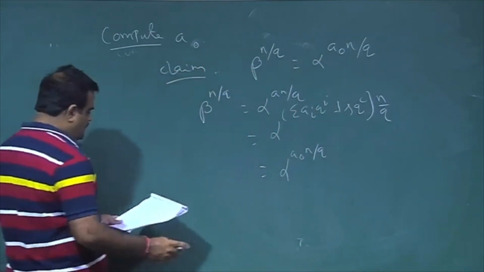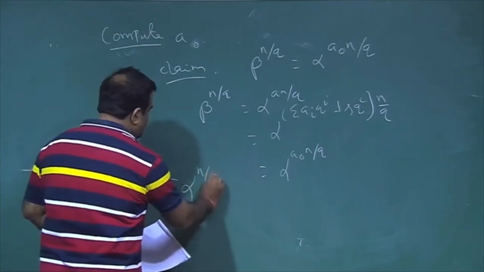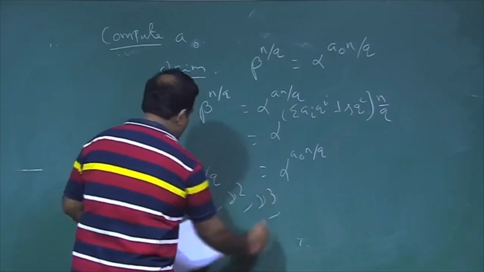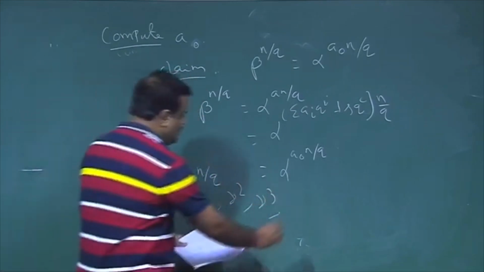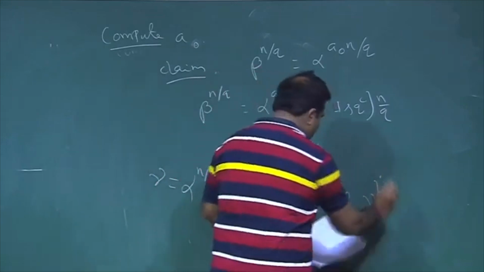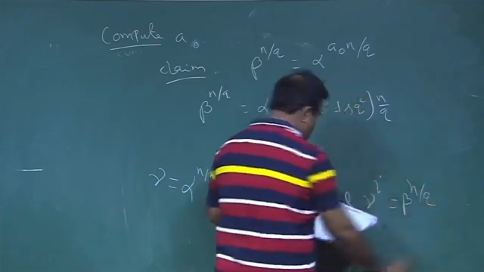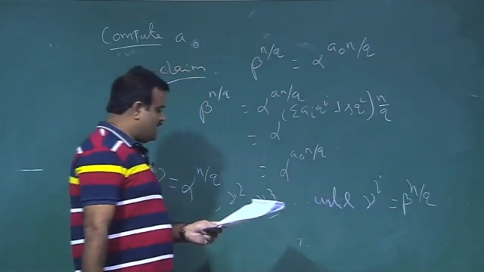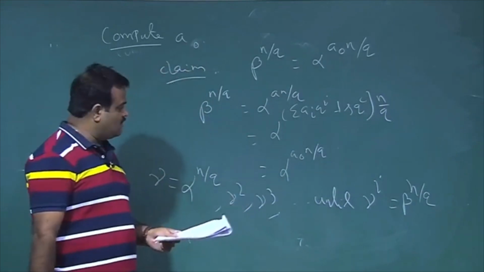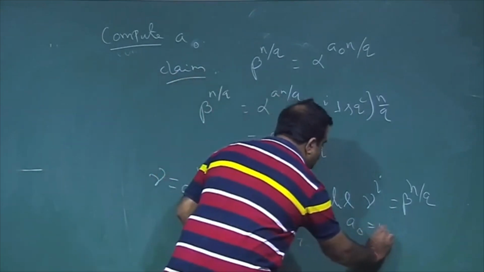Now, if we take gamma equal to alpha to the power n by q, we keep on calculating gamma squared, gamma cubed, until gamma to the power i is equal to beta to the power n by q. This is an exhaustive search over i, and that i is basically our a0.